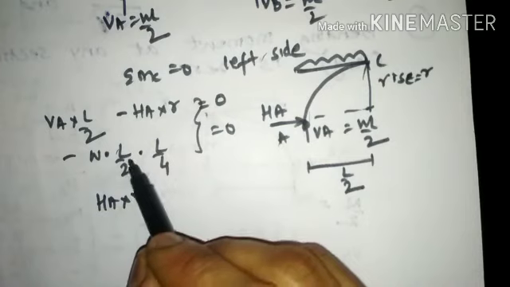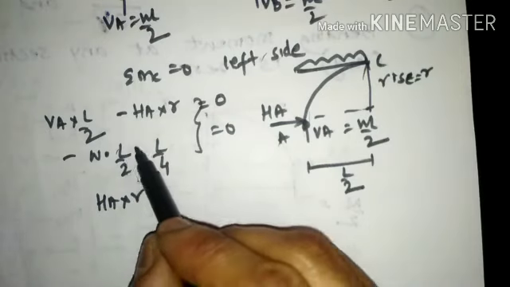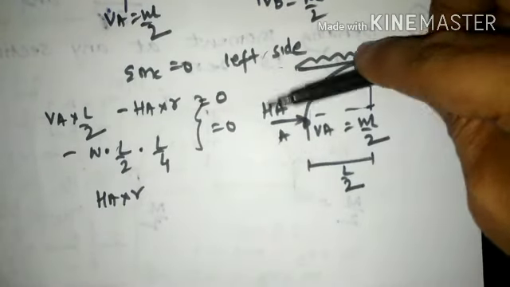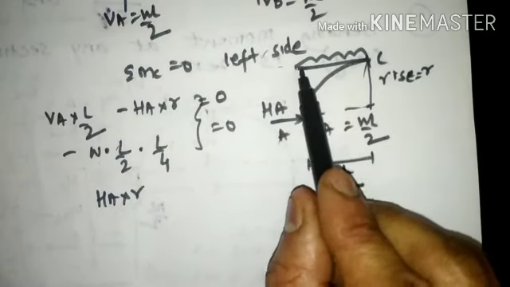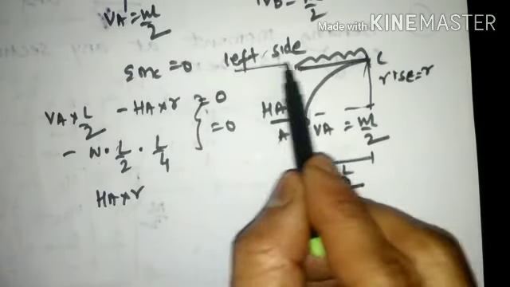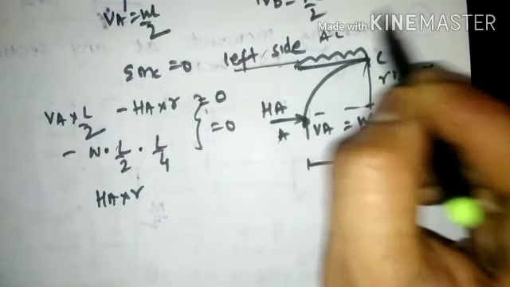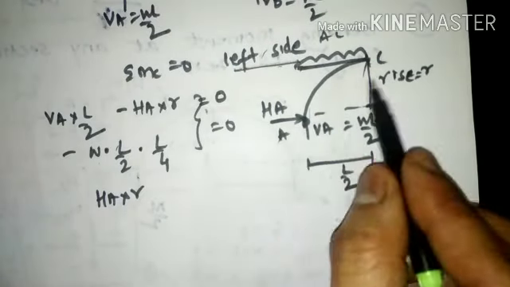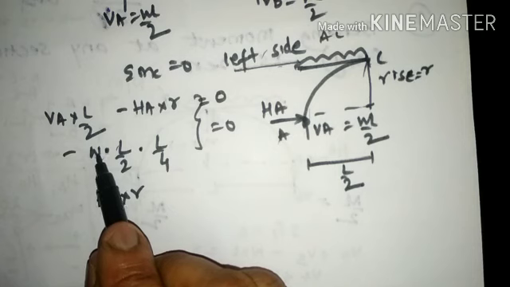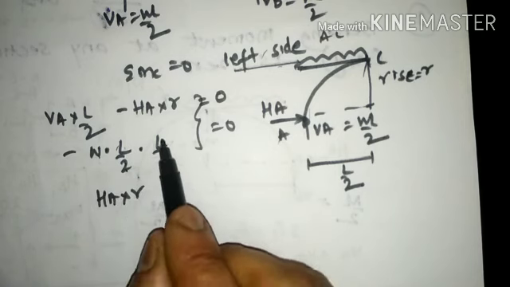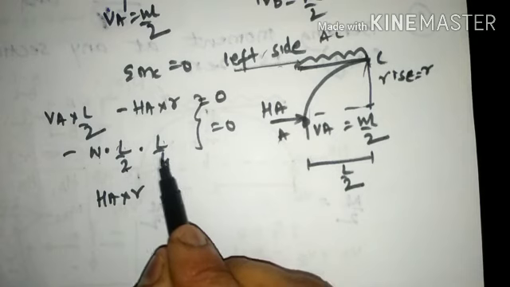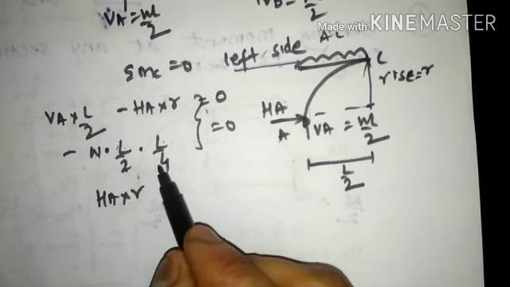Since we don't have space, I'll write it down below. And the UDL shall rotate in anti-clockwise direction, minus W. The length of the load will be between A and C, because you are considering the left side section. The left side section is AC, and the distance between A and C is L by 2. So the magnitude of the load is W, the length of the load is L by 2, and the center of the load will be L by 4, that is half of L by 2.